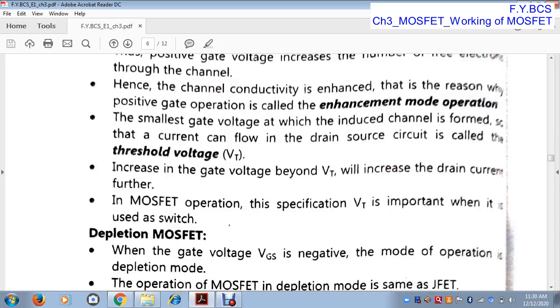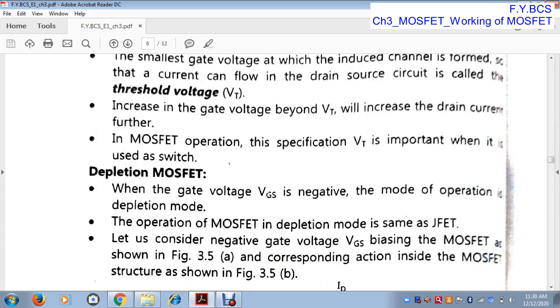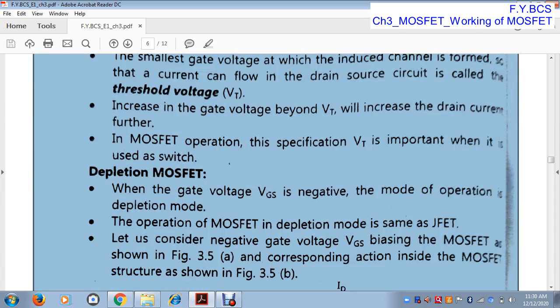So now we will stop here. In the next lecture we will see the operation of depletion MOSFET. Now we stop here.